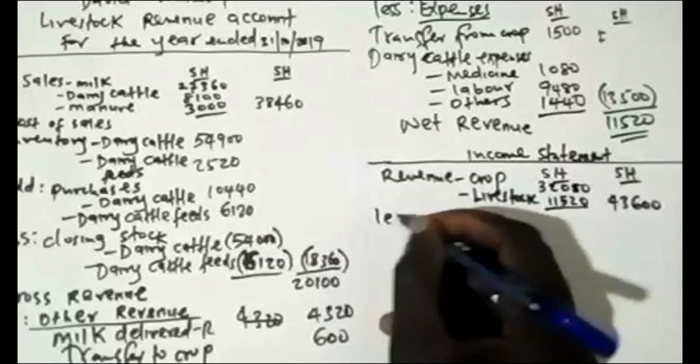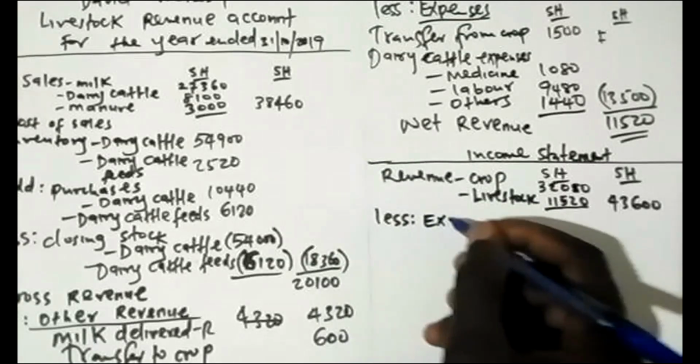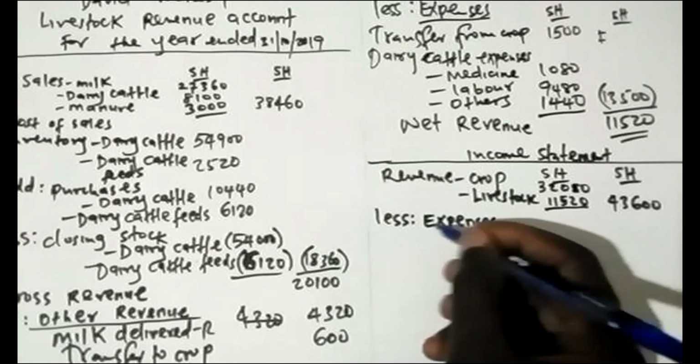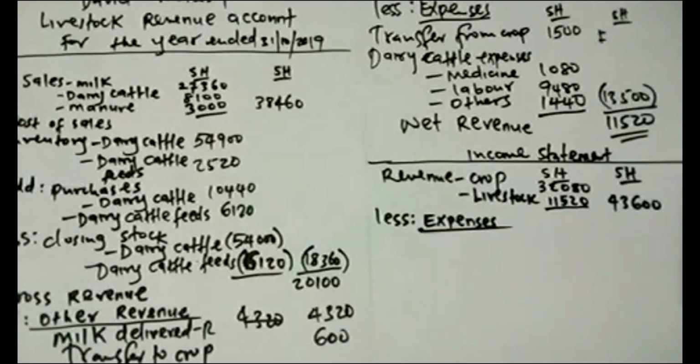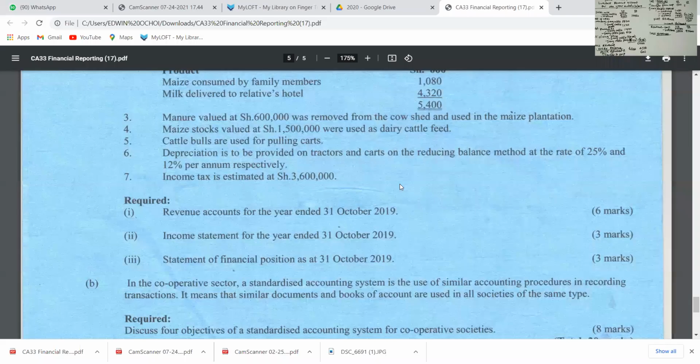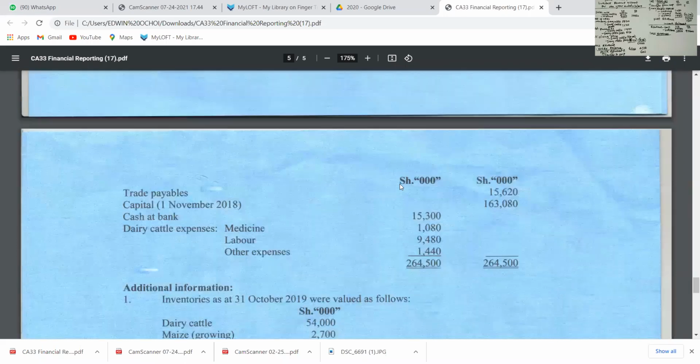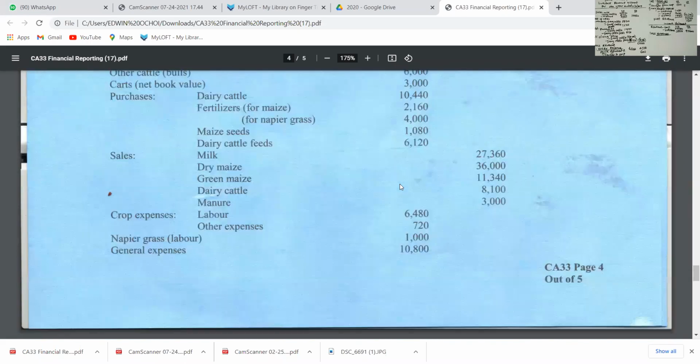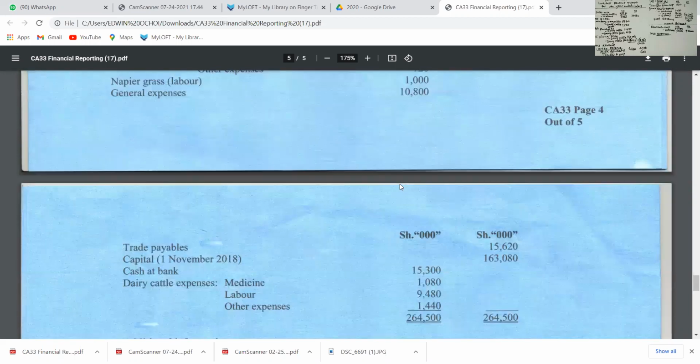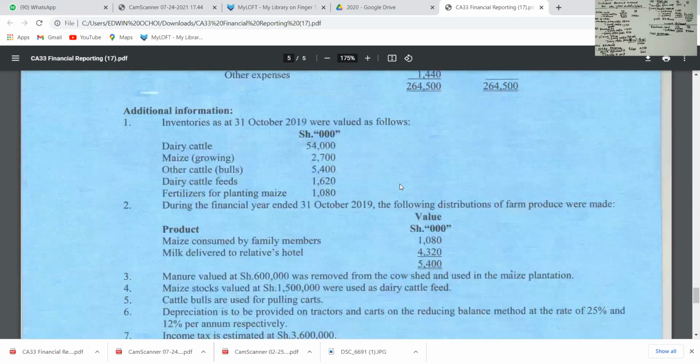Then you deduct the expenses. The expenses here are just the general expenses for the farm, the ones which would be affecting both the livestock farming and the crop farming, generally for the farm. Before I go to the trial balance, let's check the additional information.